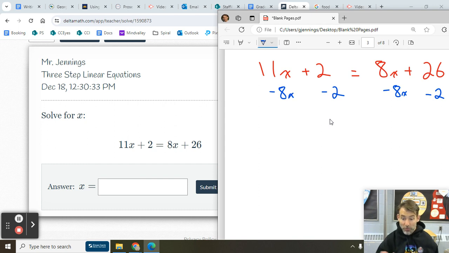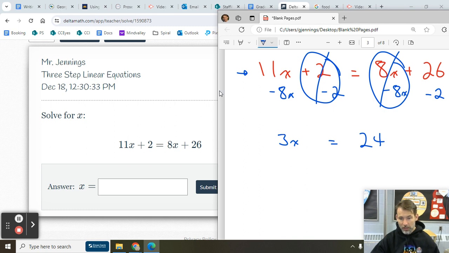Okay? I'm subtracting from the whole side of the equation. I just line it up with the like terms. Notice we have to use our collect like terms skills here. 11x minus 8x leaves me with 3x. 26 minus 2 leaves me with 24. This is 0, gone. This is 0, gone. And I did it in one line. Now I divide both sides by 3 to find that x equals 8.